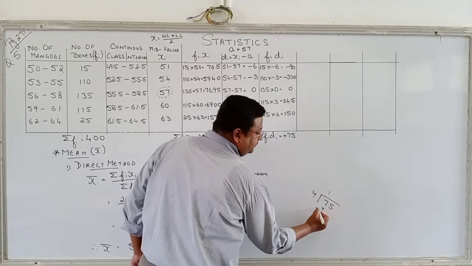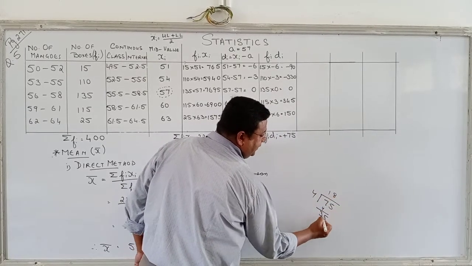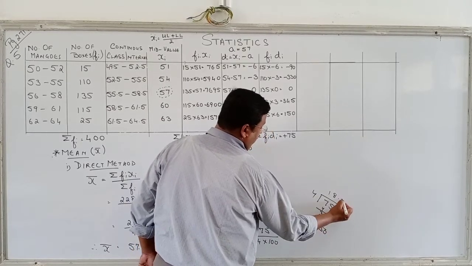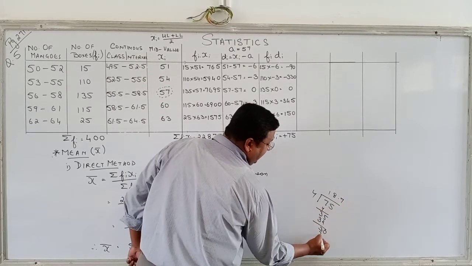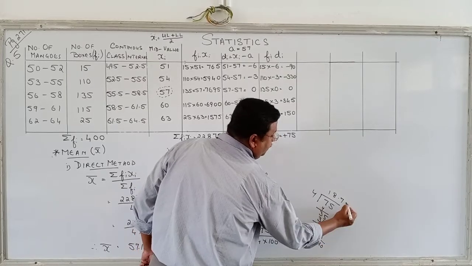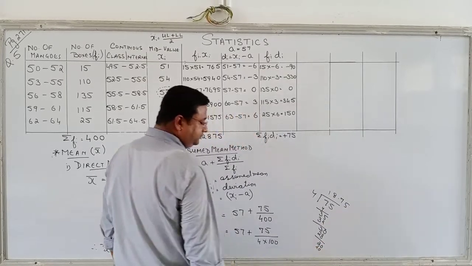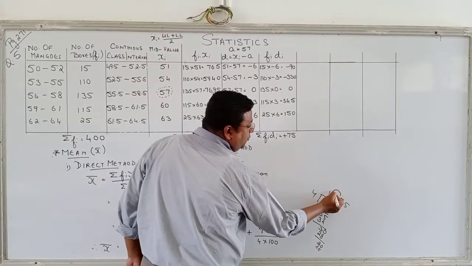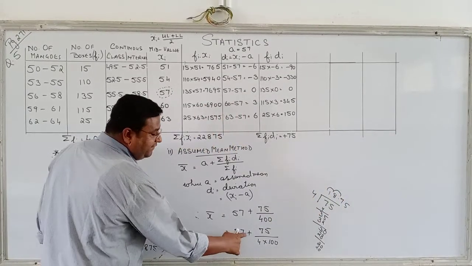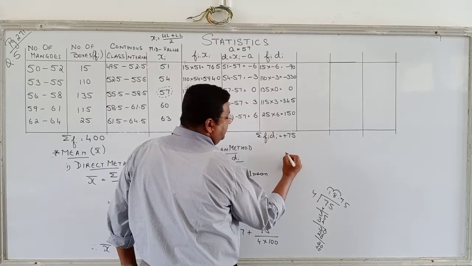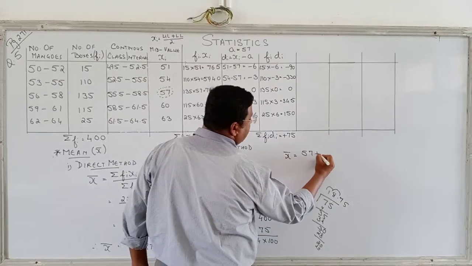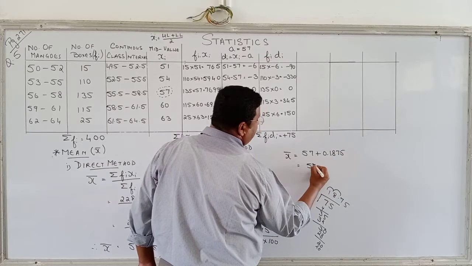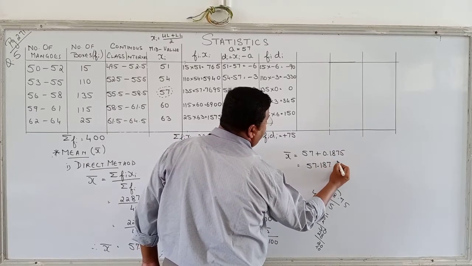4 ones are 4. 3, 5, 4 8s are 32. 3 decimal 0. 4 7s are 28. 2 0 4 5s are 20. Isn't it? And because it is upon 100, so decimal will go 2 places over here. It becomes 57 plus. x bar is equal to 57 plus 0.1875. That is 57.1875.